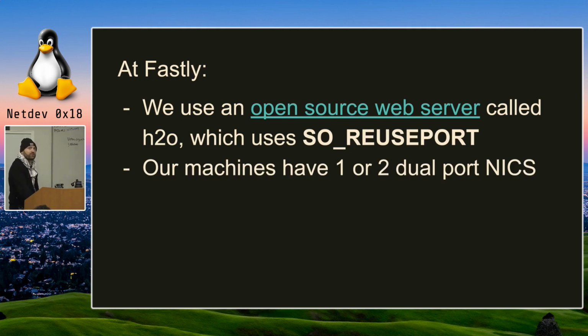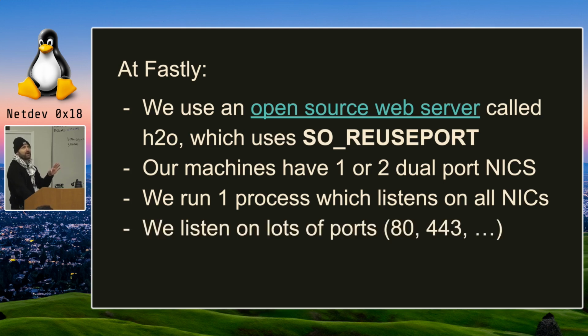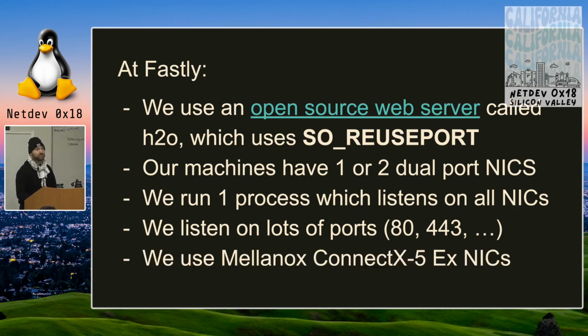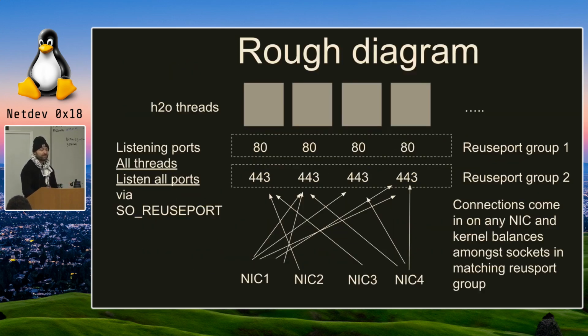Our machines generally have 1 or 2 dual port NICs, meaning that we either have 2 or 4 Ethernet interfaces. And we run one process that listens on everything. It listens on all ports, on all NICs. And we listen on lots of ports. For the purposes of today's conversation, we could just assume it's port 80 and port 443 for H1 and H2. Generally speaking, we use Mellanox ConnectX-5 Ex NICs. We do have a bunch of Intel NICs, but I'm going to focus mostly on the Mellanox stuff because that's what we're using for the most part. And moving forward, we're going to use more Mellanox 5 NICs.